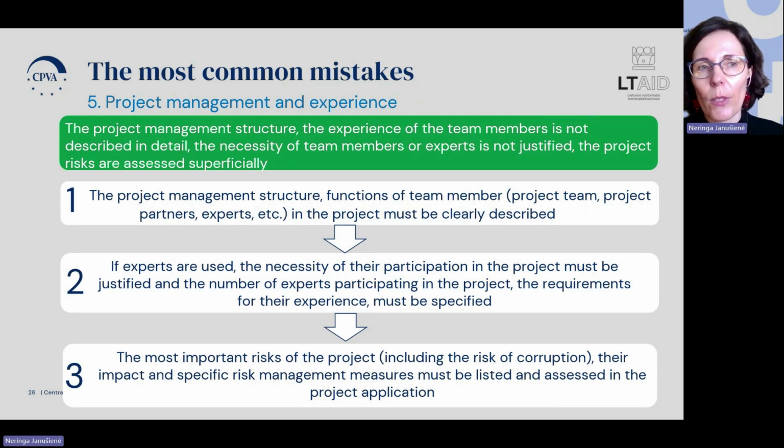The fifth criterion is project management and experience. Here we have the project team, and the description of the project team and experts, the project management structure, and the functions of the team in the project must be clearly described. If experts are used, the necessity of their participation in the project must be justified, and the number of experts participating in the project must be specified. The requirements for the experience must be specified as well.